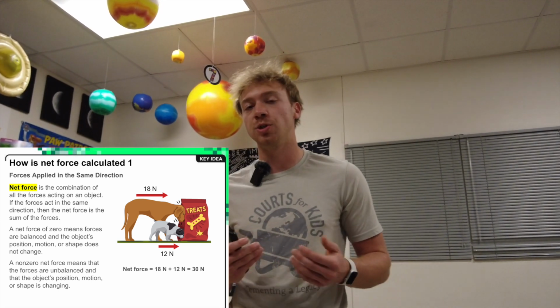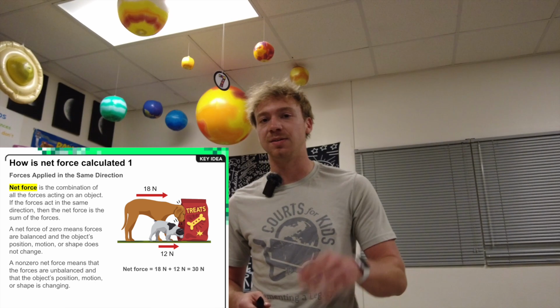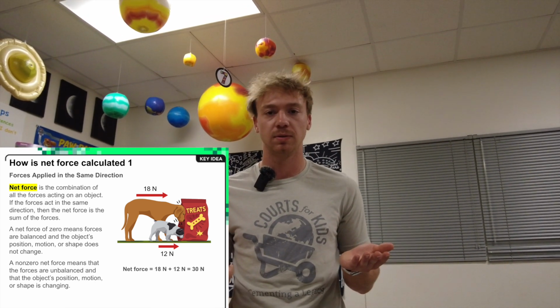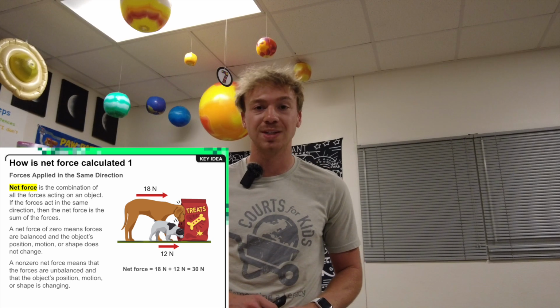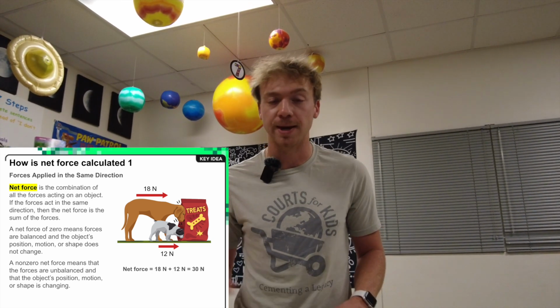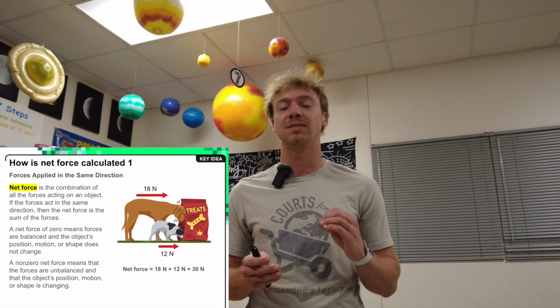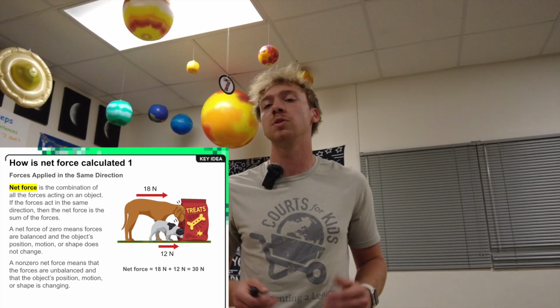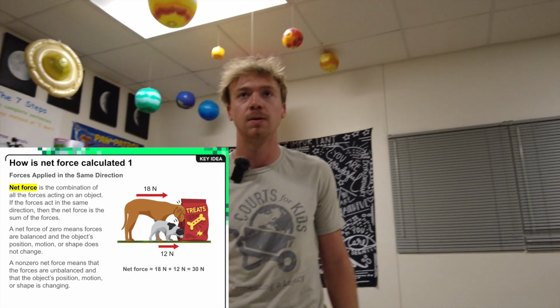Now, one thing that you should know is that if the net force is 0, it means that it's balanced. There's no movement. However, if the net force is not 0, it could be 1, it could be 6 billion, then it's unbalanced. And that means there's going to be some sort of movement.